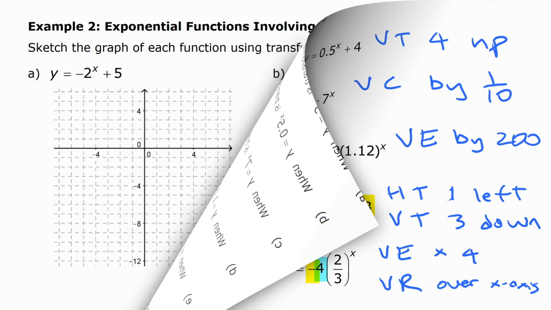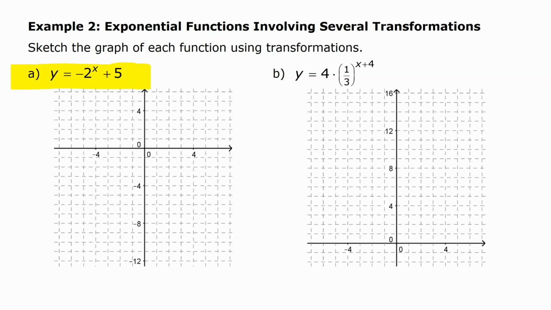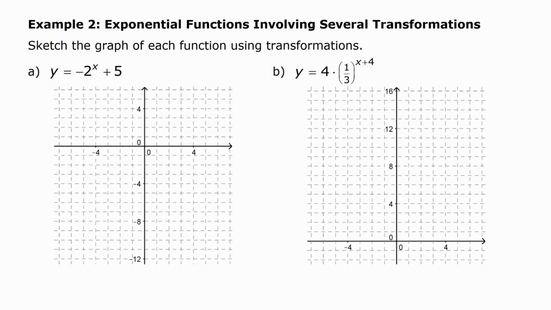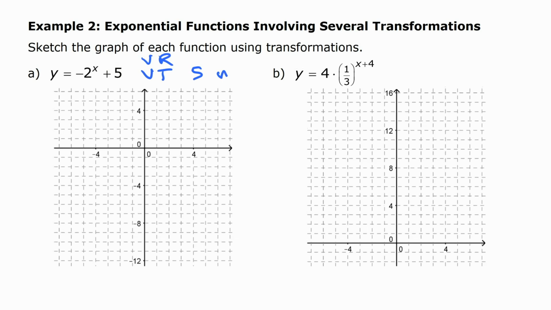Now let's see if we can graph a few functions that have had some transformations applied to them. This first one here, y equals negative 2 to the x plus 5. We're going to work from the base function of y equals 2 to the power of x and then look at the changes that have happened. So this negative in the front, multiplying it by negative 1, is going to cause a vertical reflection over the x-axis. And this plus 5 on the end is going to cause a vertical translation of 5 units up.